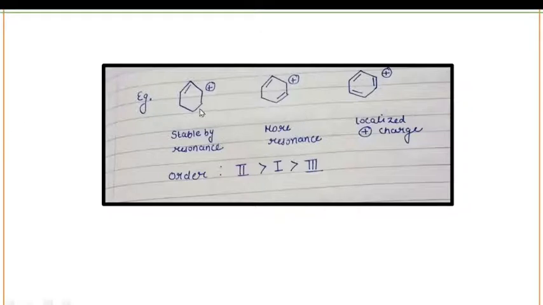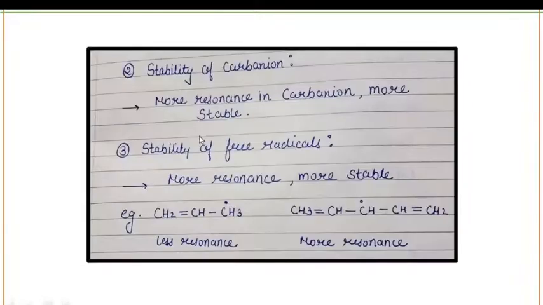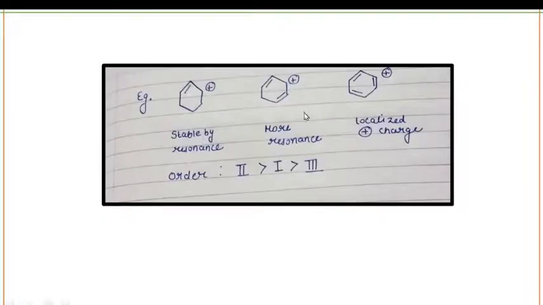Okay, as you can see here on your screen, three structures are given and you have to tell the stability order for these structures. As you can see here, a single double bond is present and a positive charge is also present. So this positive charge can be delocalized and you will get the resonating structure. While in the second case there is also a positive charge and two double bonds are present. When you draw the resonating structures for the second structure, you will get more resonating structures.